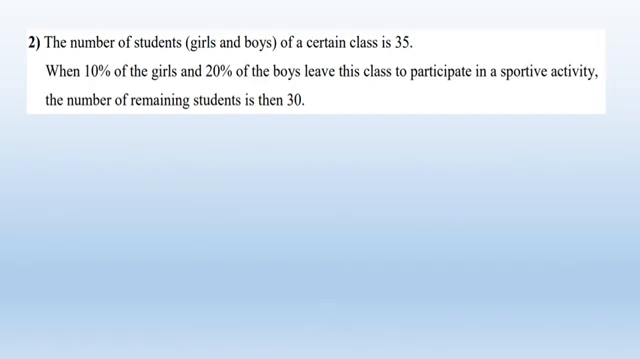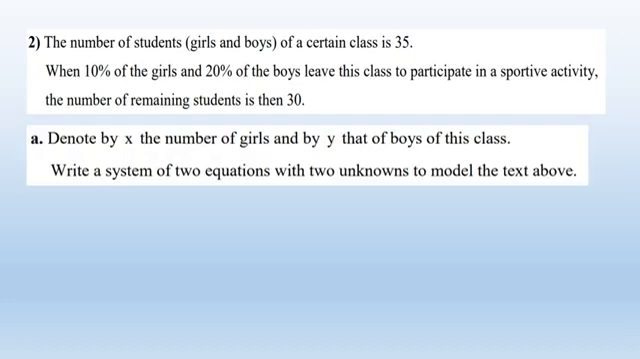Now let's continue. We have now a class of 35 students, boys and girls. 10% of the girls left the class and 20% of the boys left the class. Now the new number of students in the class is 30 students. He told us that x is the number of girls and y designates the number of boys. He wants us to write a system of two equations to model this problem.